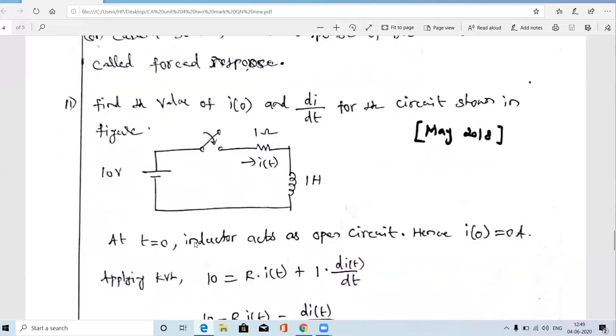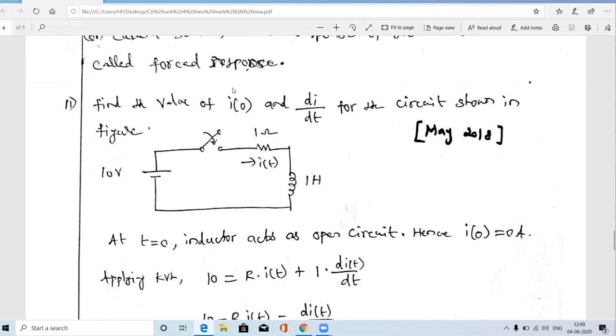The next question: find the value of i(0) and di/dt for the circuit shown in the figure. It is a May 2018 question. What is the given circuit? It is an RL series circuit. One resistor and one inductor are connected in series with a DC source as input, and there is one switch. The switch is closed at time t equal to 0. Before that, the switch is in open condition.